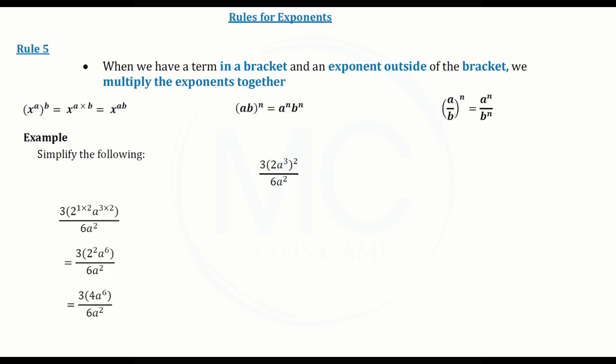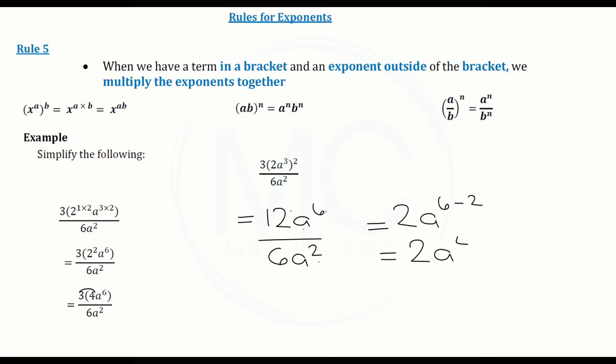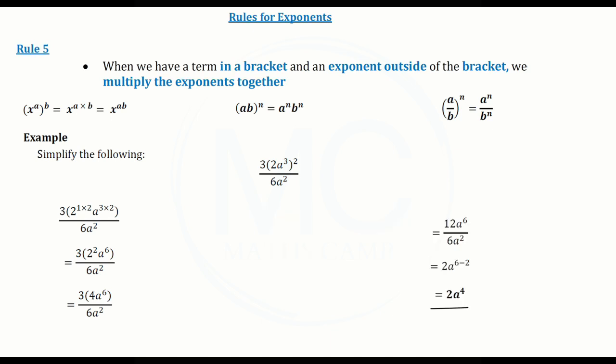Let's make some more space. The next thing we want to do is multiply this 3 over here out. 3 times 4 is 12, and we get 12a to the power of 6 over 6a squared. But we're not finished because we still need to simplify this. 12 divided by 6 gives us 2, so we can say 2. And now we have a to the power of 6 divided by a squared, which means we can subtract 2, and we get 2a to the power of 4. And we have completed this question.